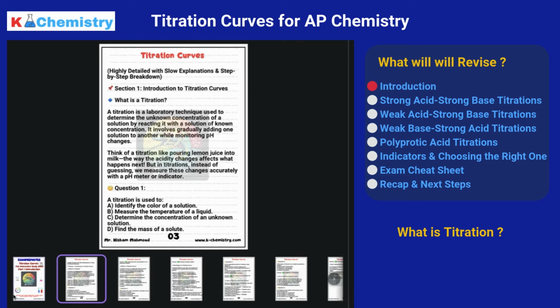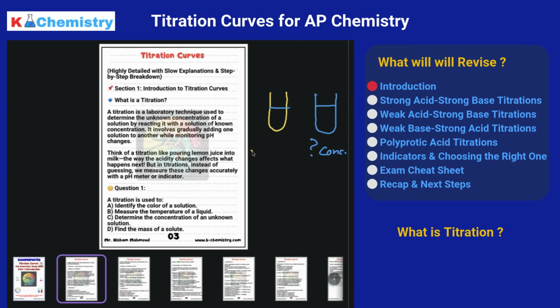So I have two solutions here. I have one solution whose concentration I don't know, and I have another solution whose concentration I know. Let's imagine that this is the first one, I know its concentration, and this is the second one, I don't know its concentration, and let's make it in a different color. Both of them are test tubes.